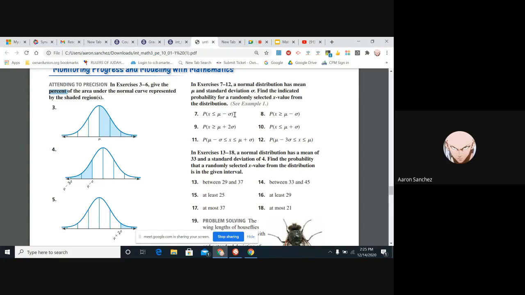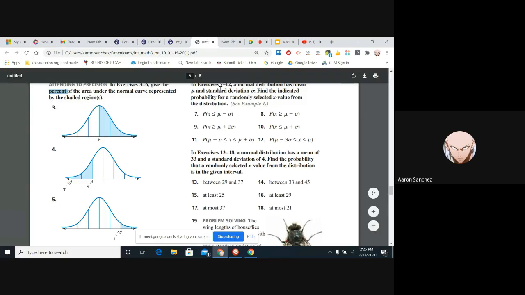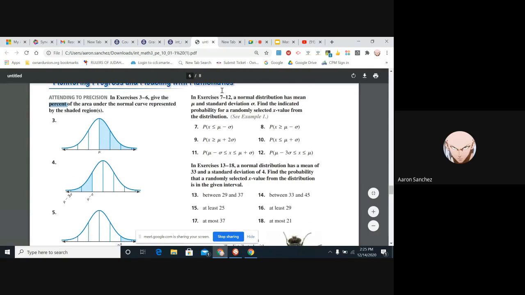Now look, this does it in a weird way. First of all, what 7 through 12 are asking. A normal distribution, that means you have the curve that you took the picture of, right, you guys? Has a mean mu and a standard deviation sigma. Find the indicated probability for a randomly selected x value from the distribution.